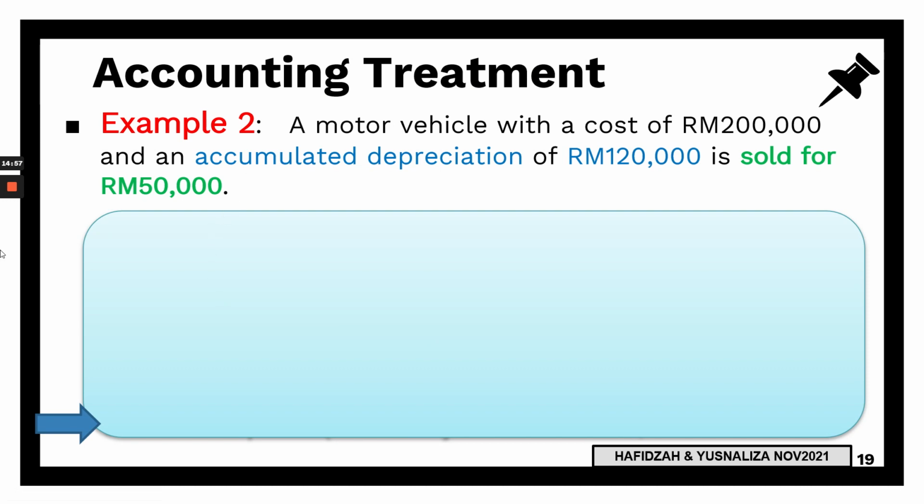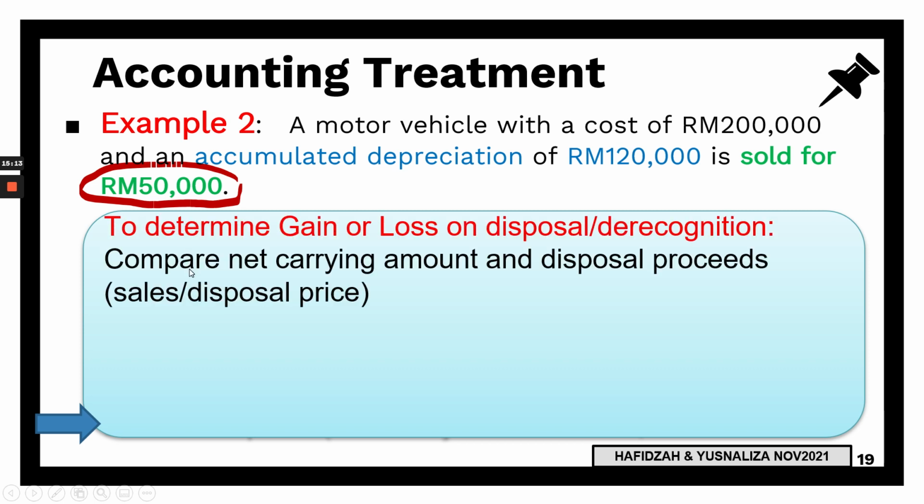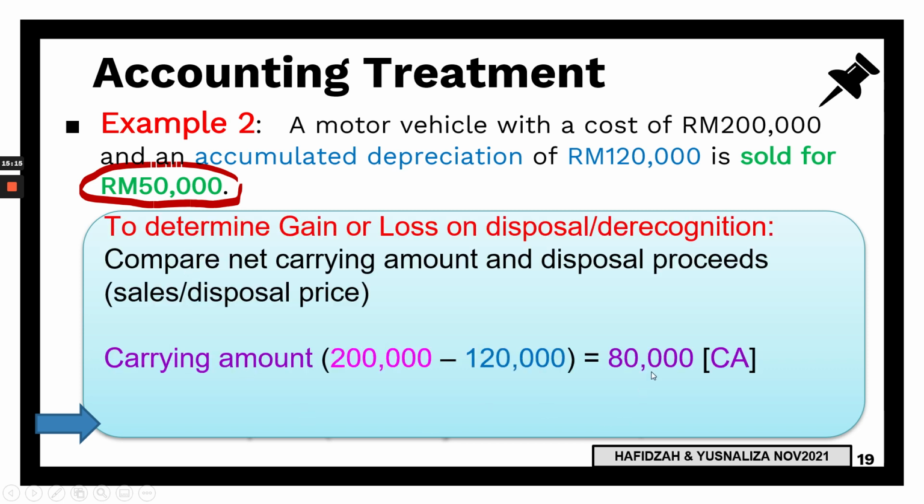So let's look at example 2, where the information is all the same as per example 1, with the exception that now the proceeds are 50,000. In example 1, the proceeds were 90,000. Here it has been changed to 50,000. So the same thing, determine the carrying amount. The carrying amount is still the same, no changes. So the disposal proceeds are the one that changed. So take extra care here.